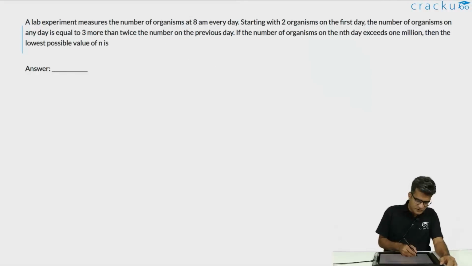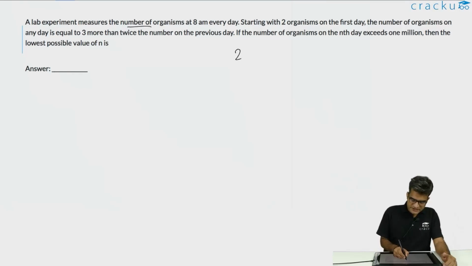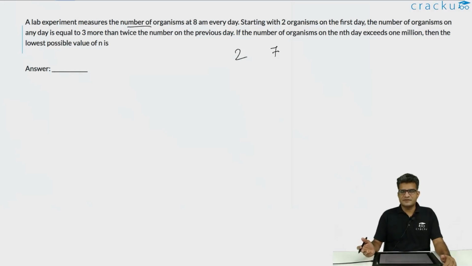In this question, we are told that there is a lab experiment where the number of organisms are measured every day at 8 a.m. On the first day, there were 2 organisms. On the second day, we have 3 more than twice that number. Twice that number is 4, 3 more than that is 7. On the next day, we have 3 more than twice that number. Twice that number is 14, 3 more than that is 17. The next day, we will have 3 more than twice the number, so that will be 37, and so on.